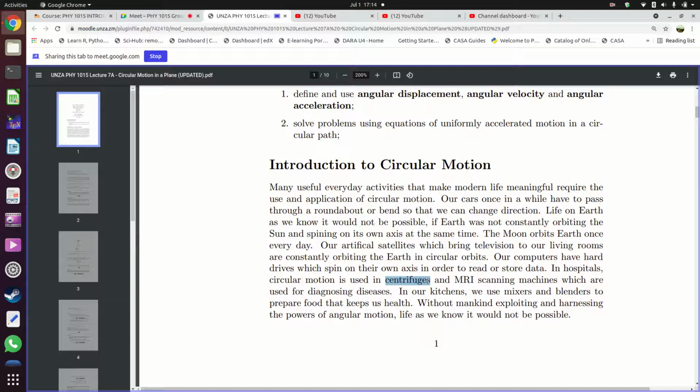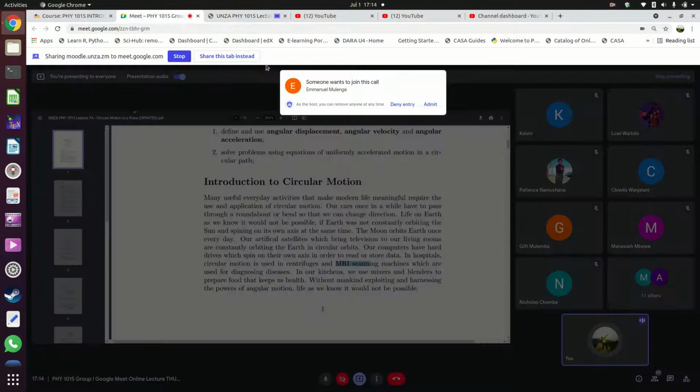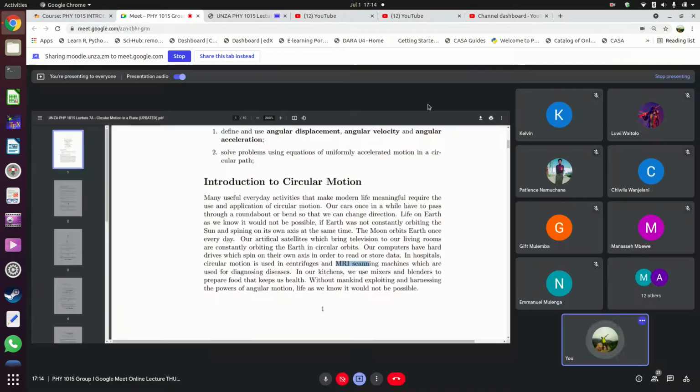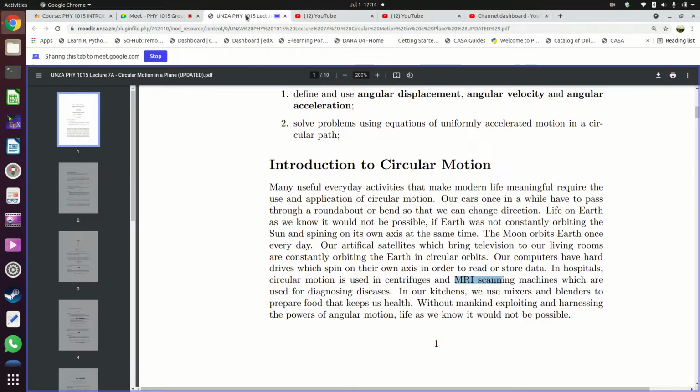But you also have other kinds of machines called magnetic resonance imaging scanning machines. These machines also have parts which spin, so that they can quickly make an image of your body, whether it's your chest or your head or whichever part, so that doctors can see inside your body without opening it to find out exactly what's going on with you. So there are still a lot of uses where circular motion is being used.